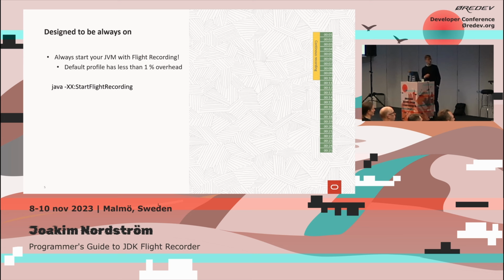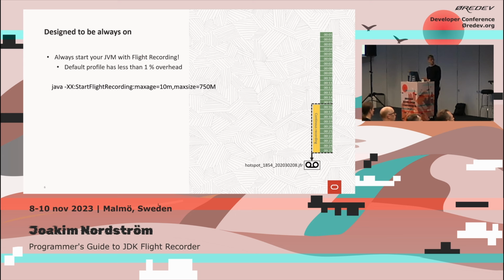The way to start the Flight Recorder is just to add a start flight recording parameter to your Java command line. With this, you will get a continuous recording that is always on during the lifetime of the JVM. By default, if you don't set any options to the start flight recording parameter, the default max size is 250 megabytes.